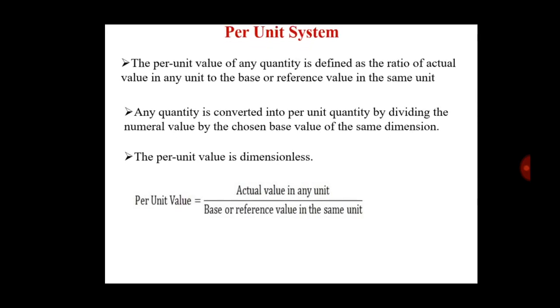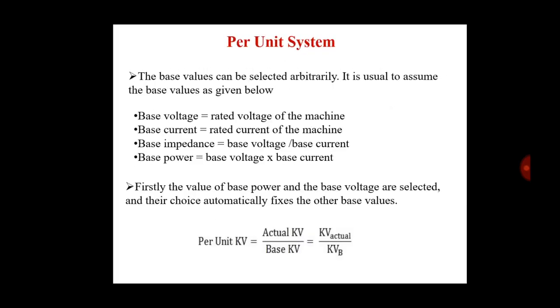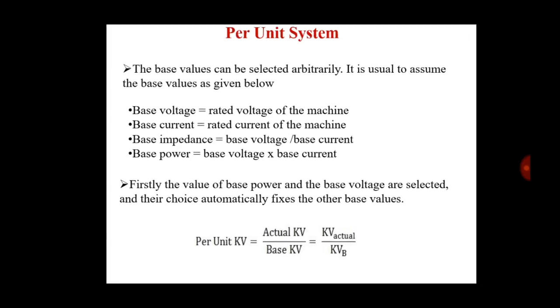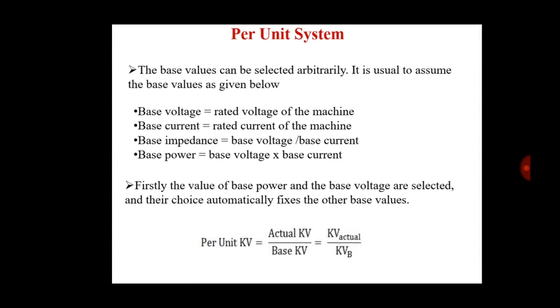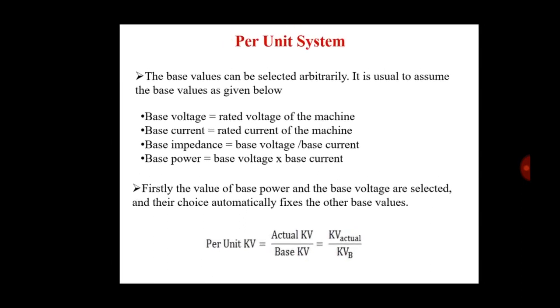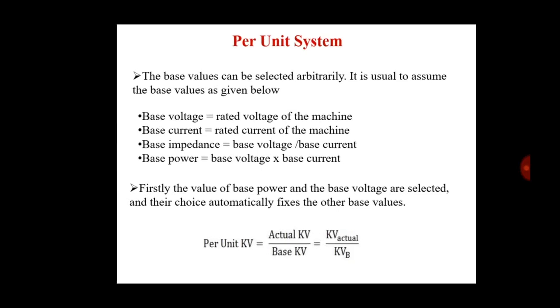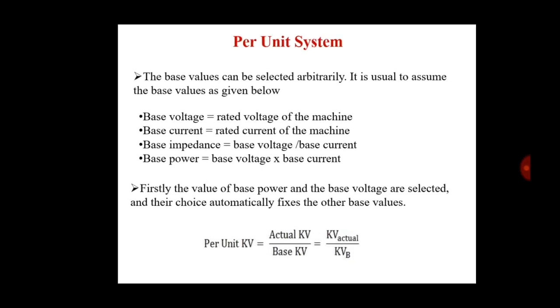Okay. Next, the base value can be selected arbitrarily. It is usual to assume the base values as given below. Now the base voltage value is what? Rated voltage of the machine. Base current is what? Rated current of the machine. Base impedance is base voltage divided by base current, and base power is equal to what? Base voltage times base current.